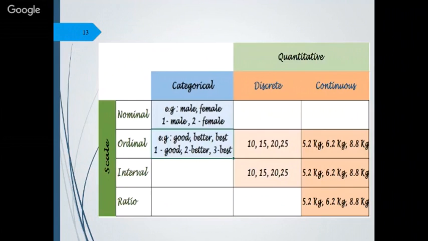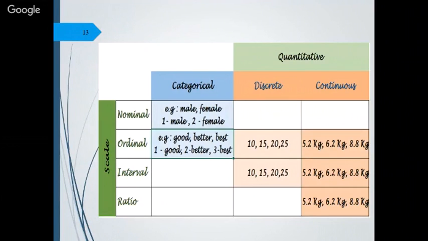Here we can see the pictorial representation of data types, which we already discussed in the last few slides. On the left side is the scale of measurement: nominal, ordinal, interval, and ratio data. The columns represent categorical, discrete, and continuous. Above that, quantitative is there. All the qualitative data are categorical. All the categorical data are nominal and ordinal only. Nominal data, for example, male and female: we can assign 1 for male and 2 for female, but there is no difference between 1 and 2. They hold equal value.